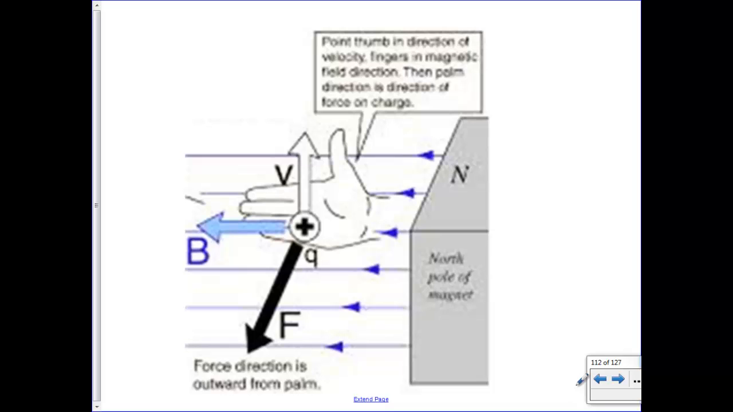Which way would the force be? Towards us, basically, is what this is referring to. This is my hand here. If a proton was going up and the field magnetically was going that way, this thing would be pulled towards you.